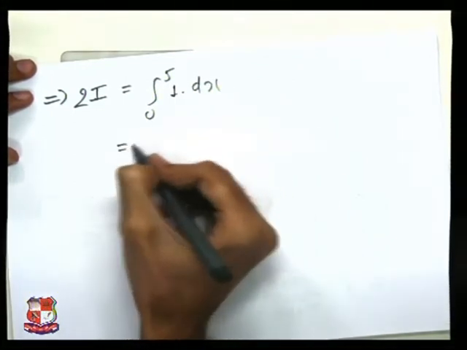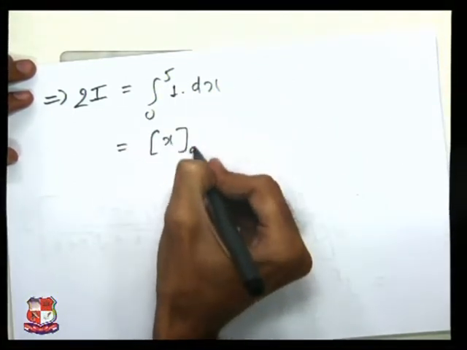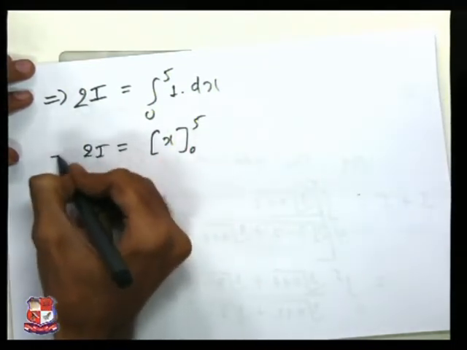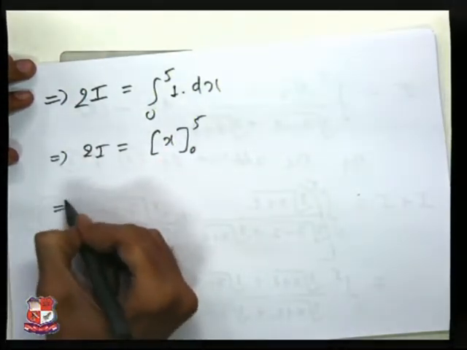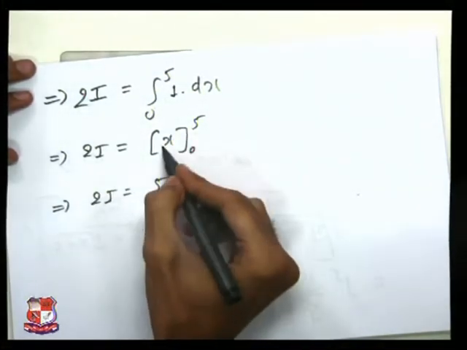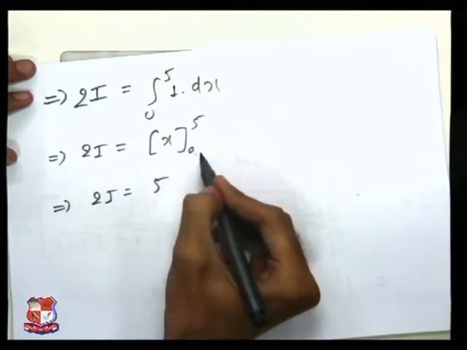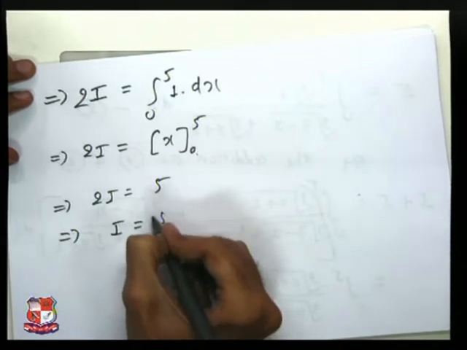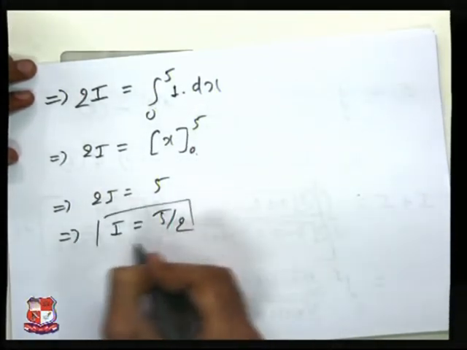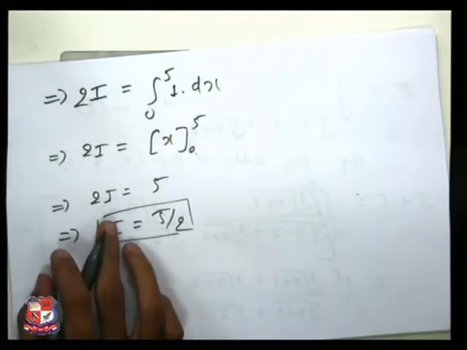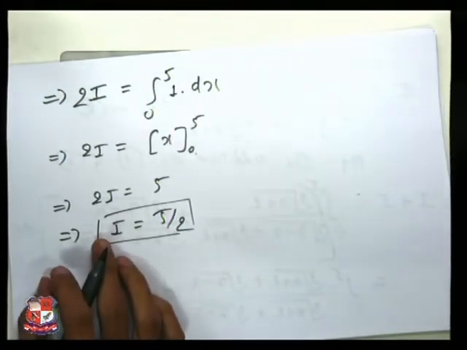Okay, and the integration of 1 is equal to x with the limit 0 to 5, which is equal to 2I. So we will get 2I is equal to 5 minus 0, the upper limit 5 minus lower limit 0, that is equal to 5. So I is equal to 5 by 2. This is the solution of this kind of example.